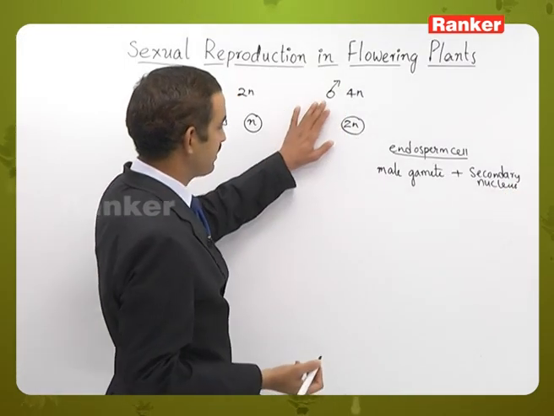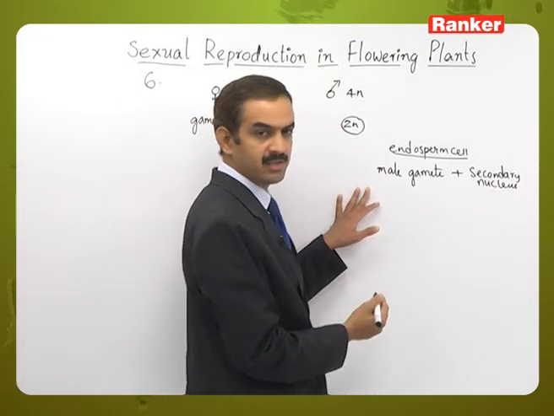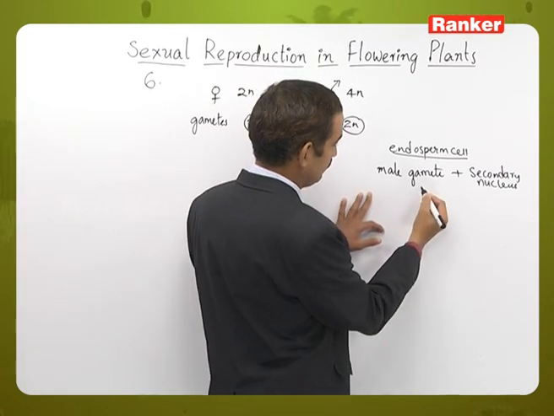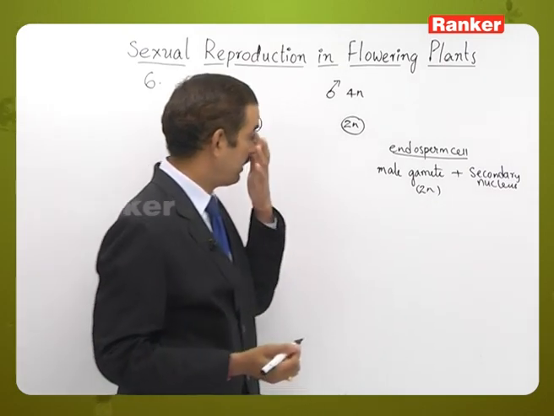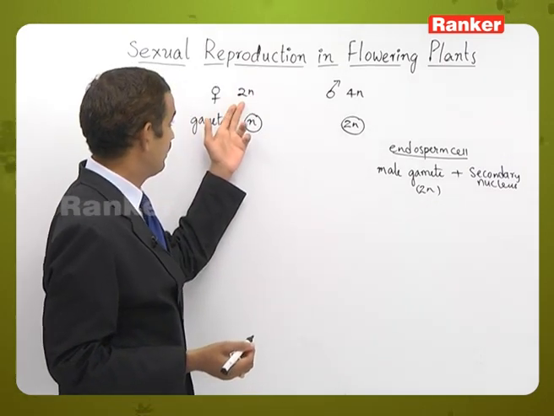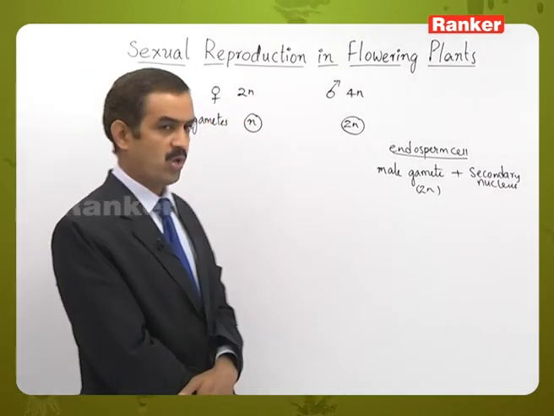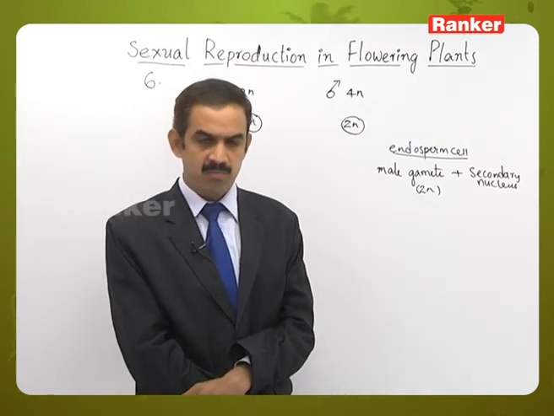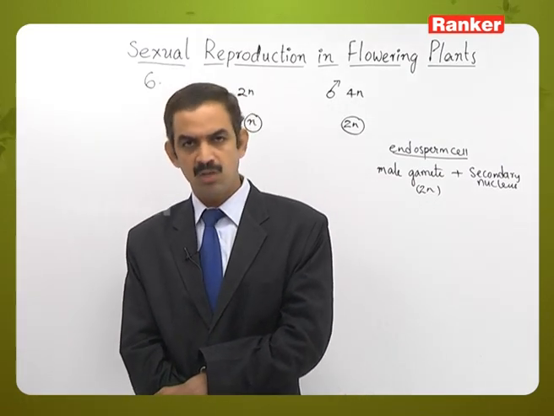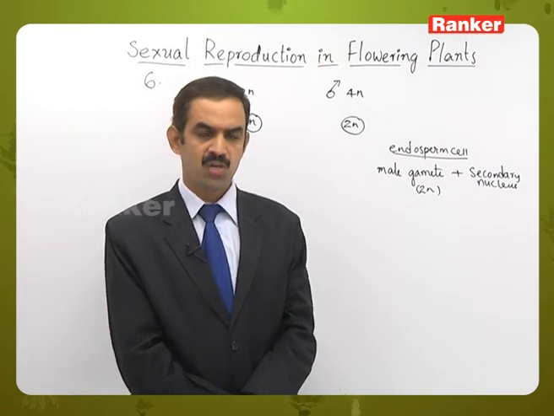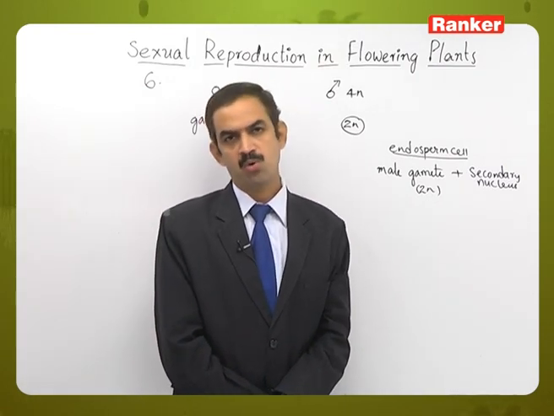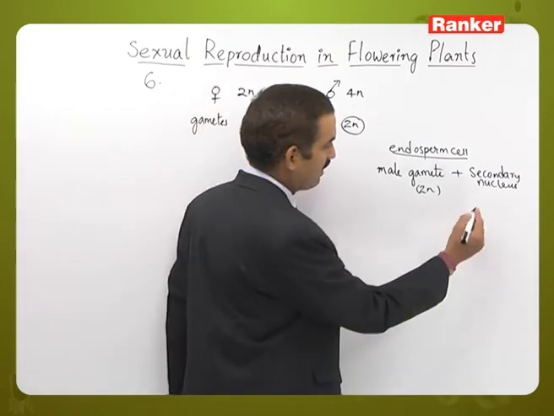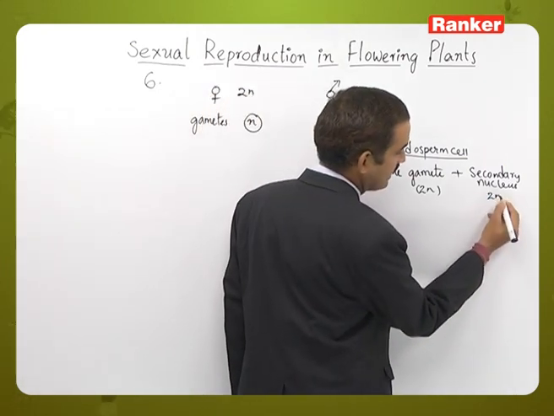Here if you consider the male gamete is 2N in condition, and the female one is haploid, the secondary nucleus will be diploid in condition because it is formed by the fusion of the haploid upper polar nucleus with the haploid lower polar nucleus. So that's the reason why here the secondary nucleus will be 2N in condition.